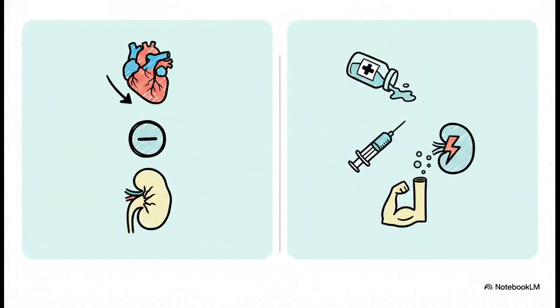You can group ATN into two main buckets: ischemic shock that starves the kidney, or direct nephrotoxic poisoning. So, whether we're talking about a massive drop in blood pressure from, say, cardiogenic shock, or direct damage from aminoglycosides or myoglobin in rhabdomyolysis, the end result is exactly the same.